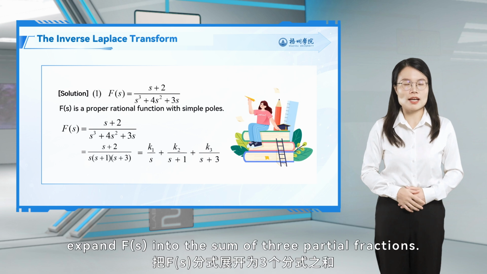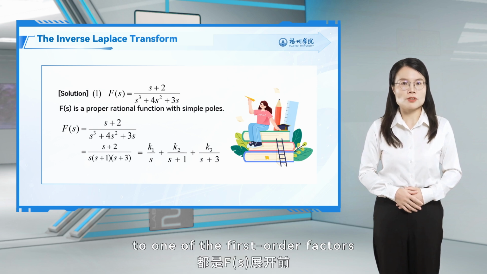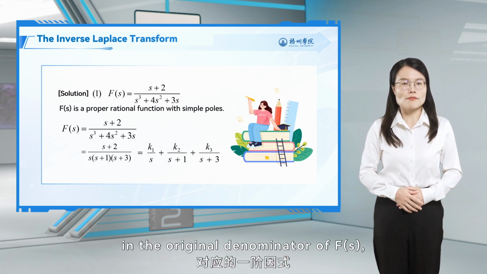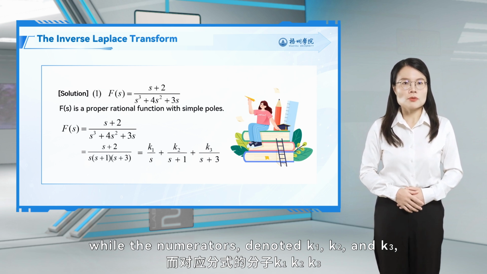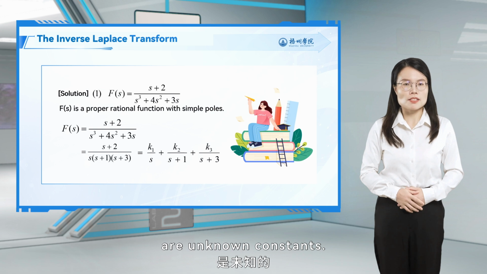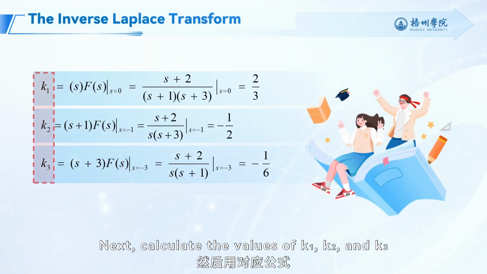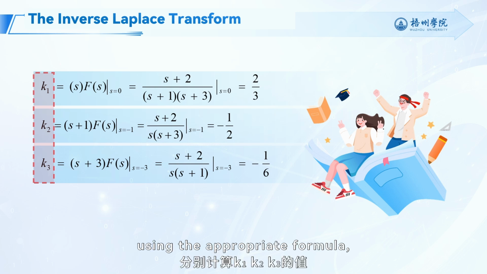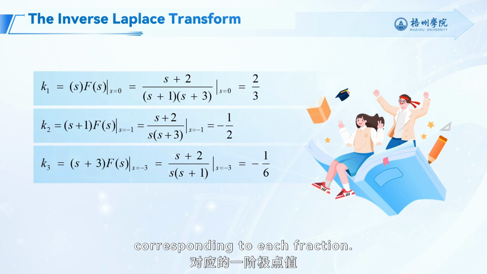First, expand F(s) into the sum of three partial fractions. Each denominator corresponds to one of the first-order factors in the original denominator of F(s), while the numerators, denoted k1, k2, and k3, are unknown constants. Next, calculate the values of k1, k2, and k3 using the appropriate formula, where S is substituted with the value of the pole corresponding to each fraction.